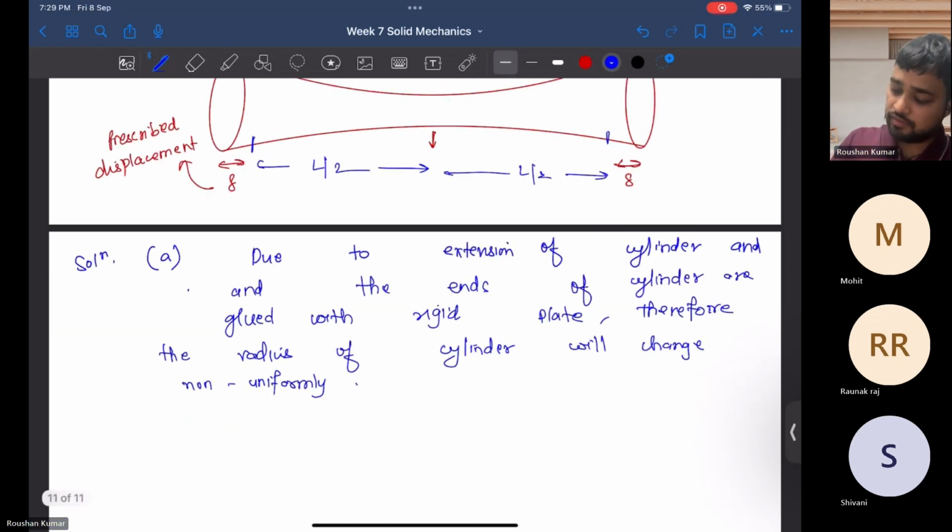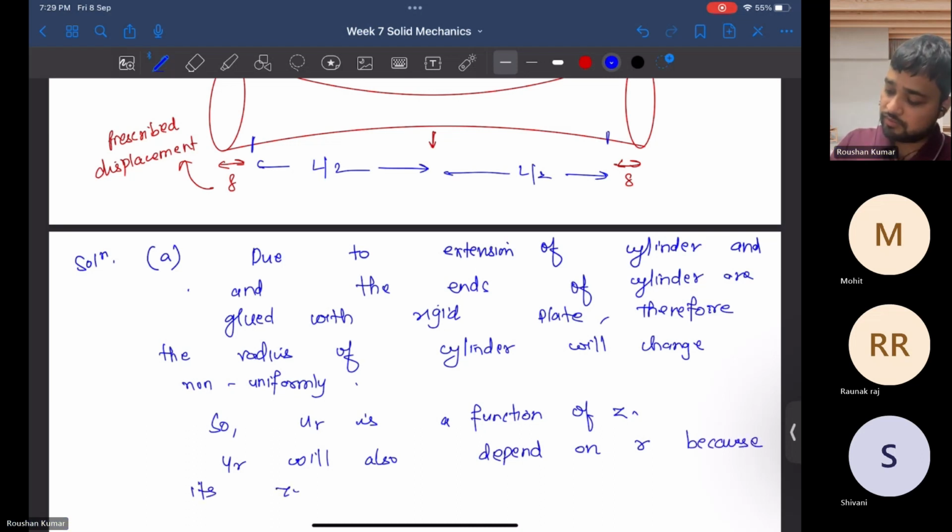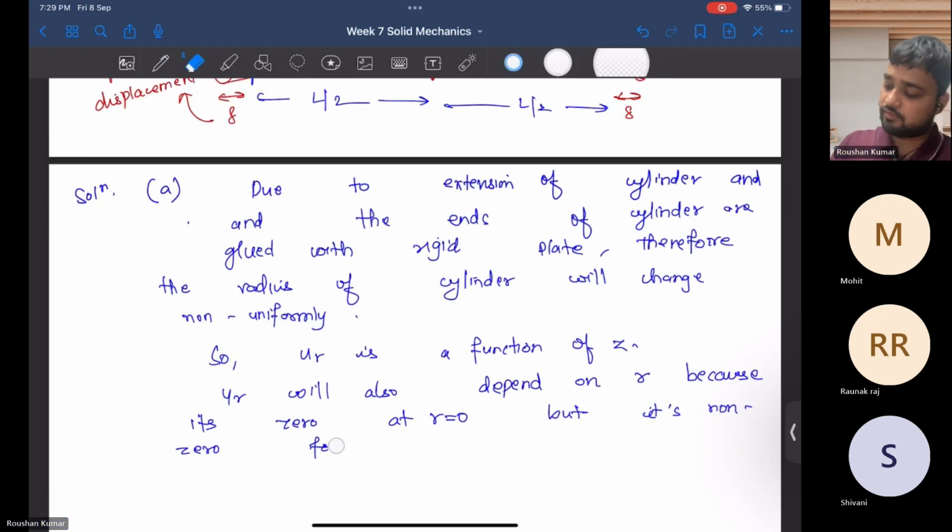And due to this, we can say UR is a function of Z. Along with that, UR will also depend on radius, because it's 0 at R equal to 0, but it's non-zero for other values of R.